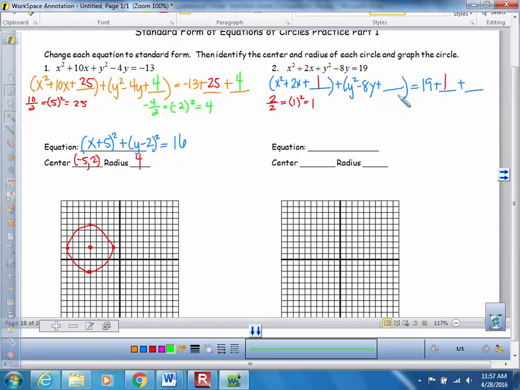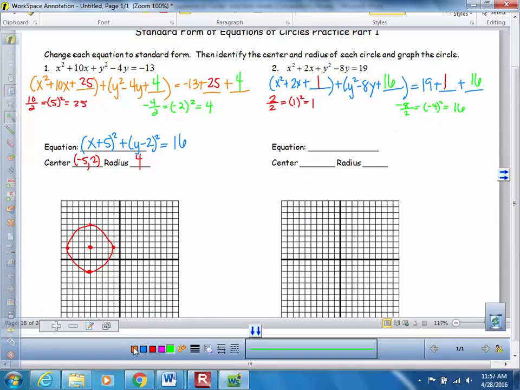Then I do the same thing for y. So I do negative 8 divided by 2, which gives me a negative 4. I square 4, and that gives me a positive 16. So I put positive 16 in the parentheses with y, positive 16 on my right-hand side.